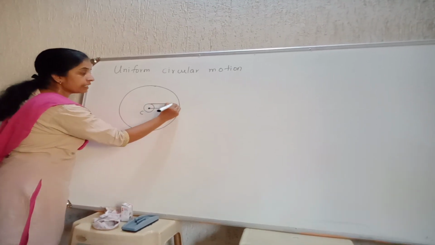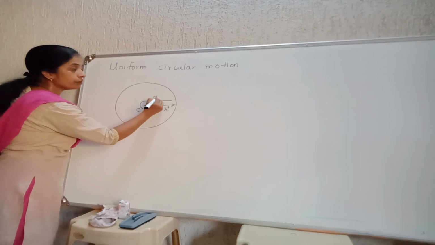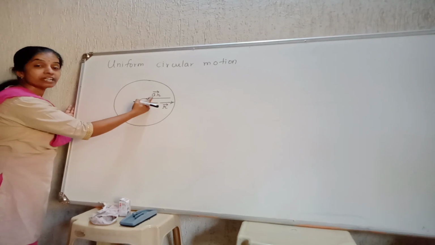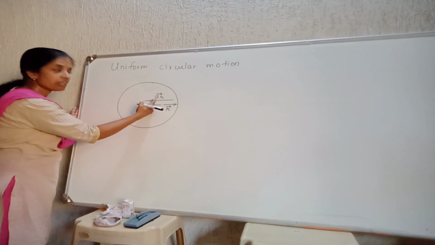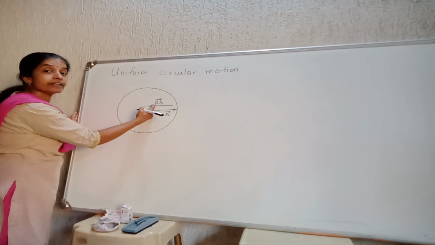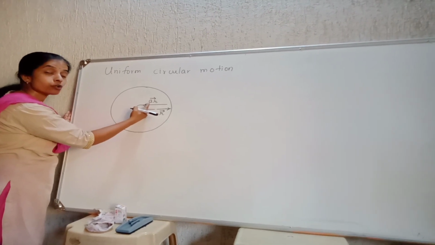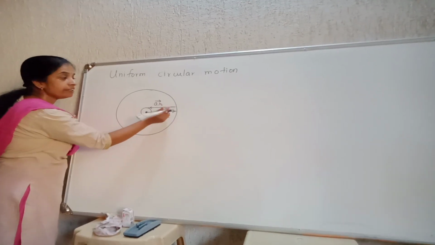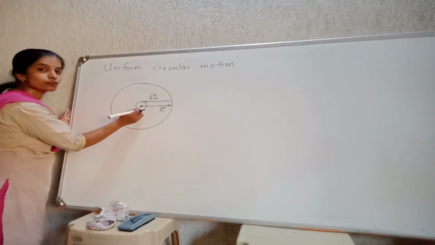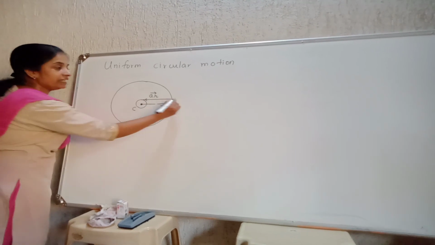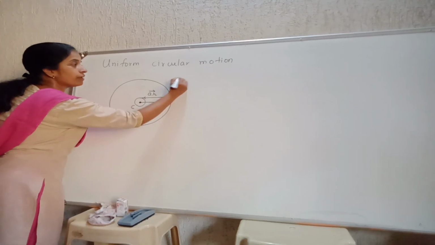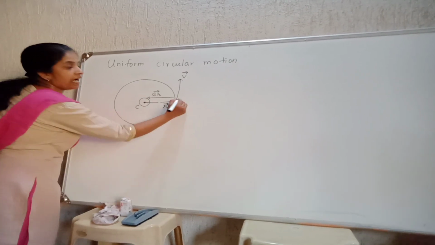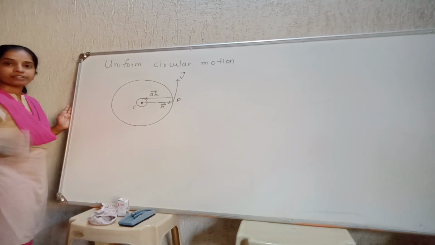This is the direction of radial acceleration, that is along the radius. Radial acceleration is also called centripetal acceleration because it is directed along the radius and towards the center. Are you okay here? Now this is the direction of the velocity, that is along the tangent to the circle, and this is the position of the particle.